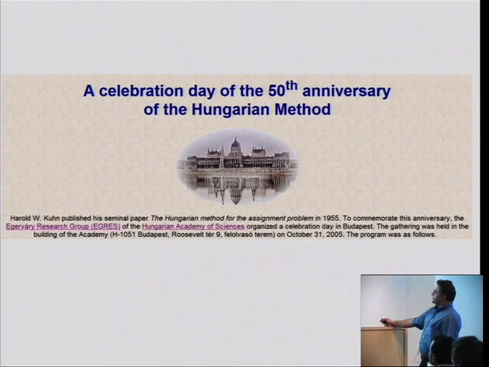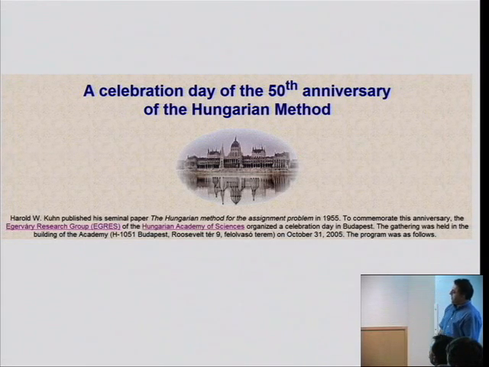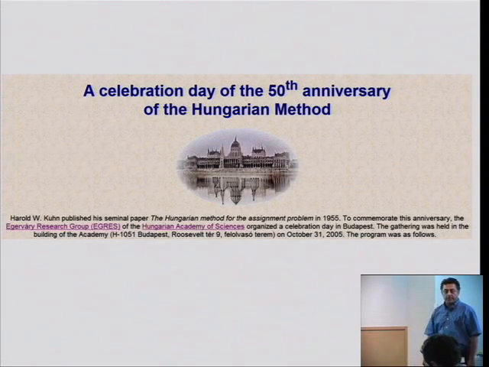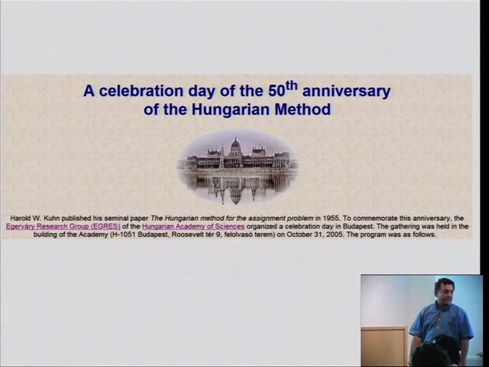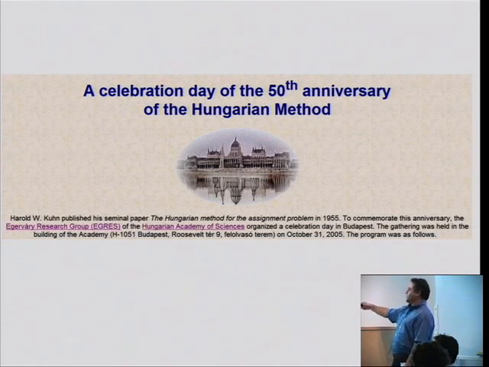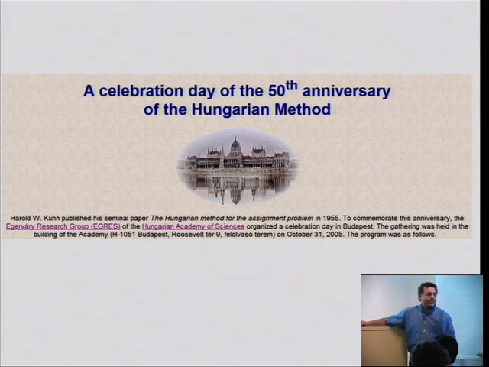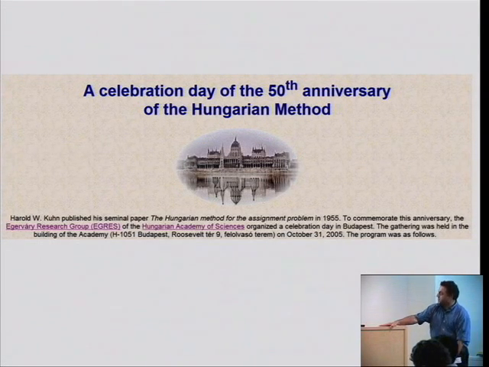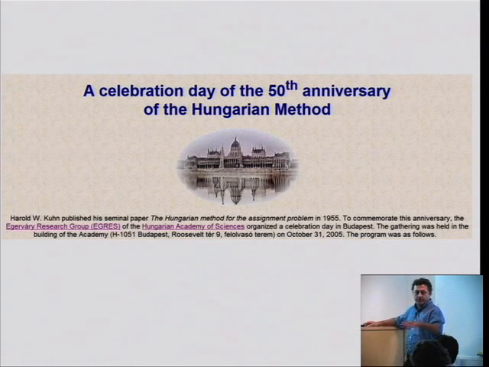Just a word on the primal-dual paradigm. It was first given by Harold Kuhn, a celebrated mathematician from Princeton, in 1955. He called it the Hungarian method, and in 2005, the 50th anniversary of the method was celebrated in Budapest because they were so happy about the name Hungarian method. He called it Hungarian because he was giving it for the bipartite matching problem, which had been studied by Hungarian combinatorialists for 50 years before that.